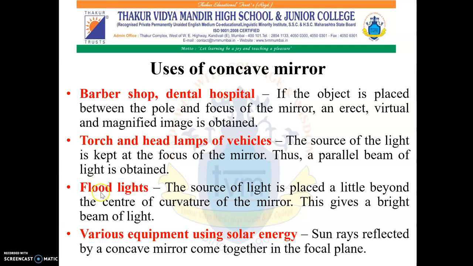Concave mirror is used in floodlights, where the source of the light is placed a little beyond the center of curvature of the mirror. This gives a bright beam of light. Concave mirror is also used in various equipment which use solar energy, in which sun rays are reflected by a concave mirror. They come together in the focal plane.